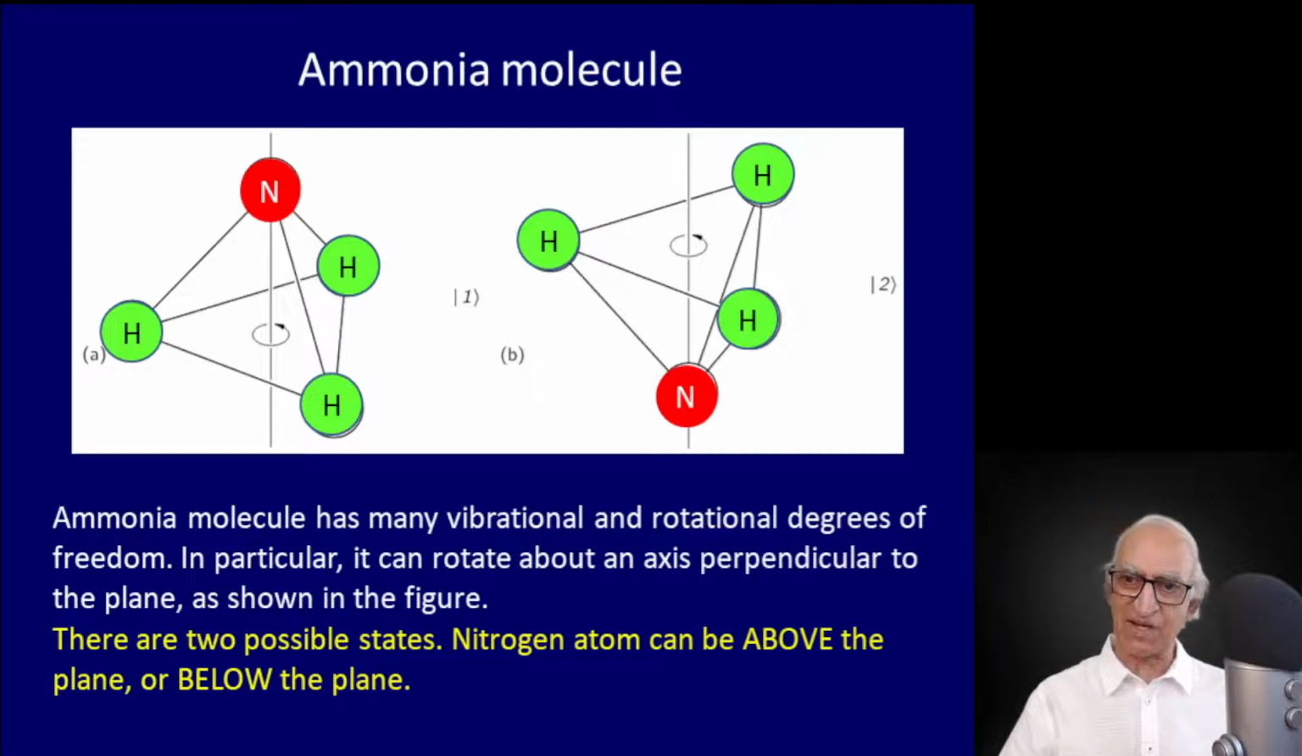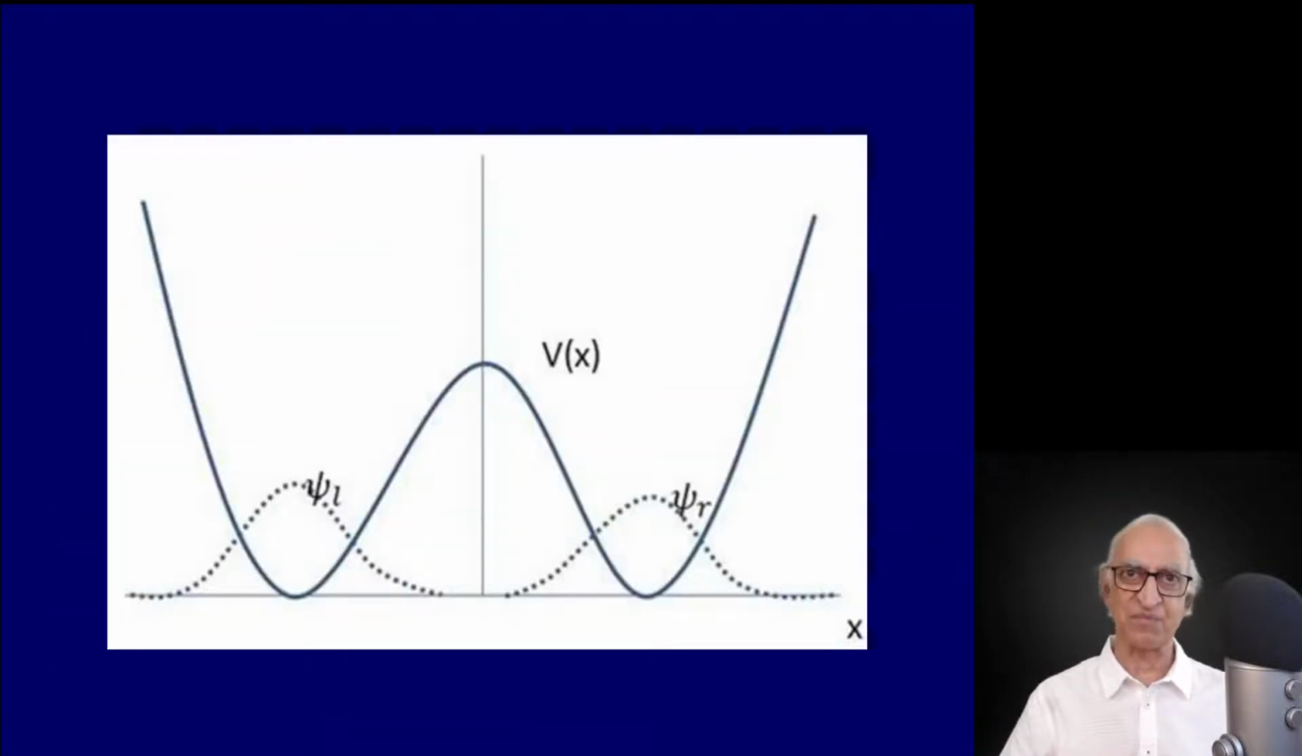In particular, there are 2 configurations of the ammonia molecule which concern us. This nitrogen atom can be either above the plane defined by the 3 hydrogen atoms, or it can be below the plane defined by the 3 hydrogen atoms. These 2 configurations are, of course, geometrically precisely symmetrical with one another, and in classical physics, if you could discuss molecules in classical physics, these 2 configurations will have the same energy.